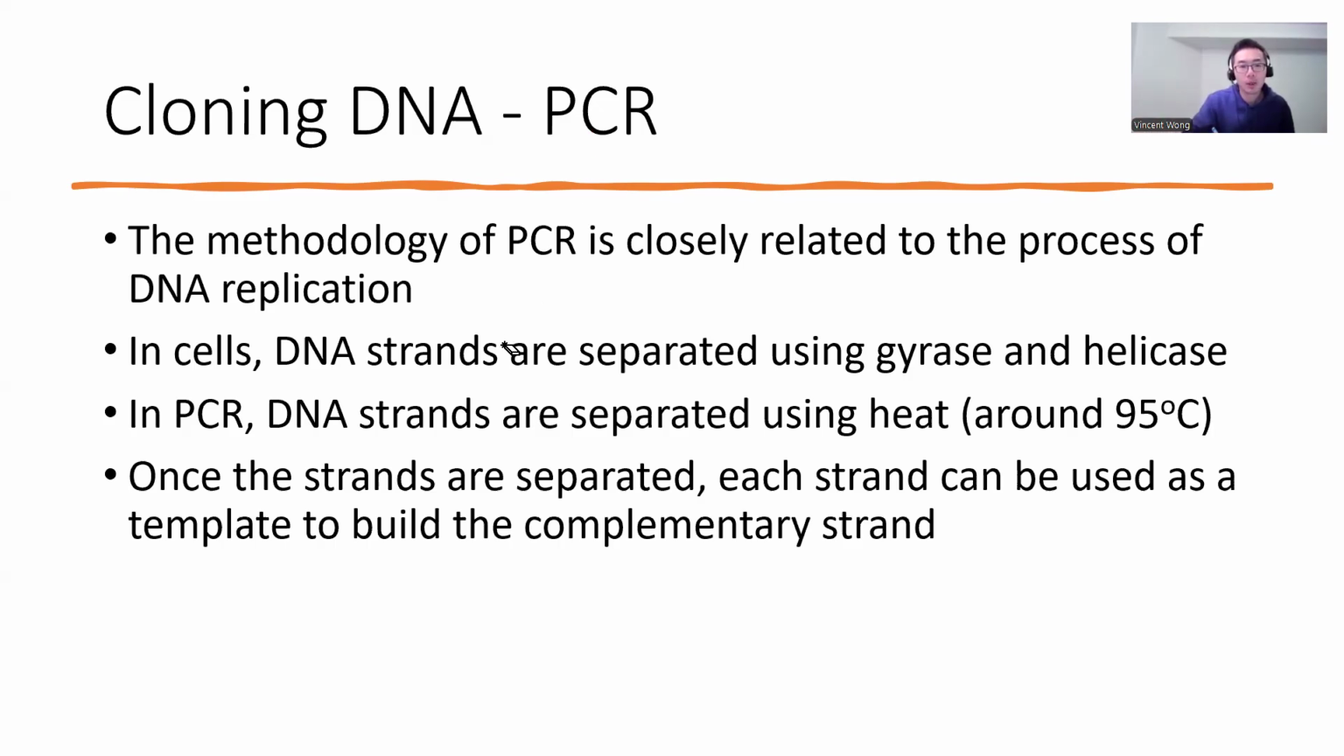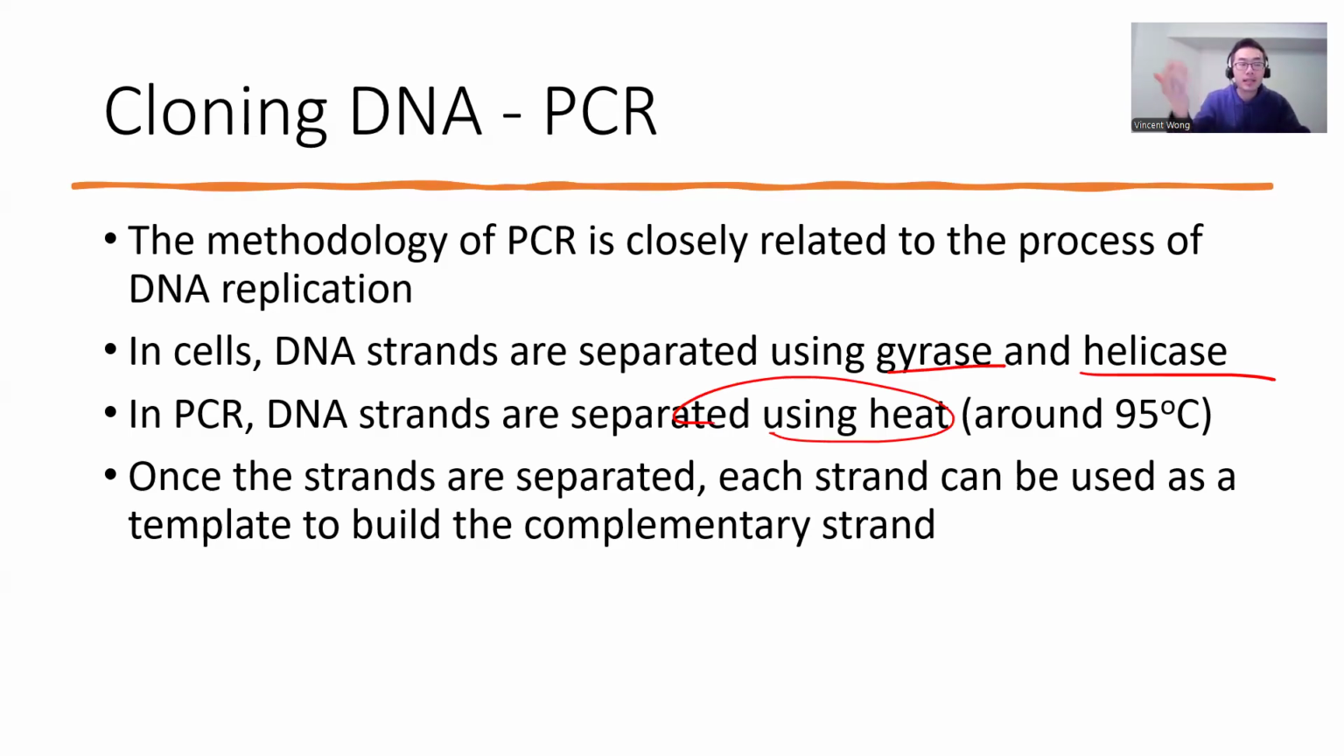So, what do we do? Well, in cells, DNA strands are separated using gyrase and helicase. We learned this in lecture 6. But there are no gyrase and helicase in PCR. Instead, in PCR, DNA strands are separated using heat. And you basically heat up the reaction tube to around 95 degrees Celsius, and the heat will break the hydrogen bonds holding the two strands together.